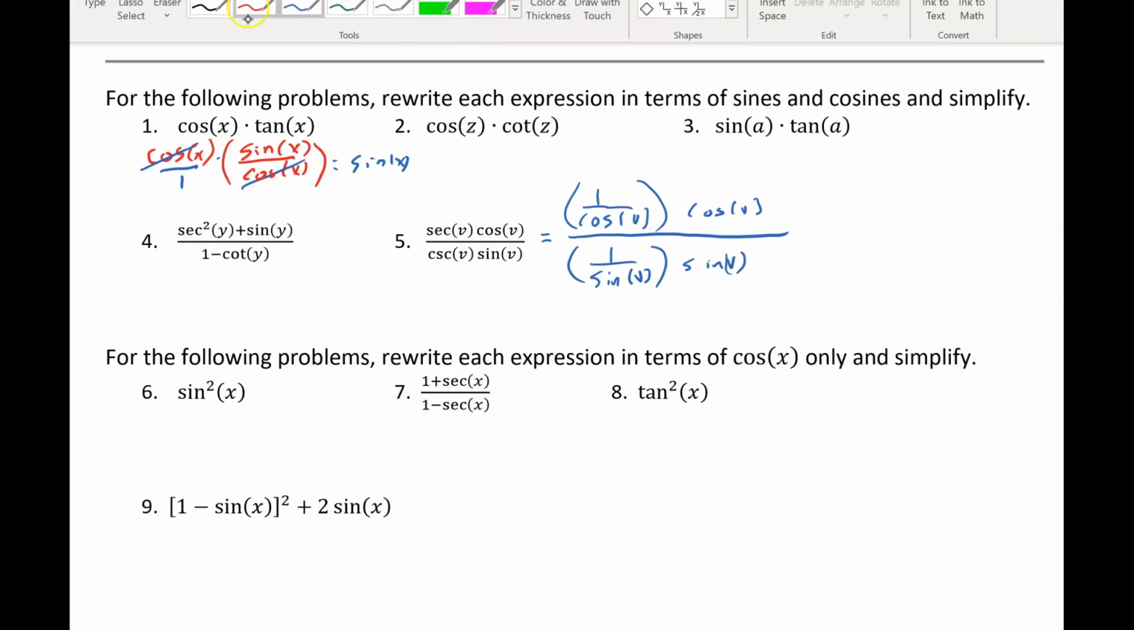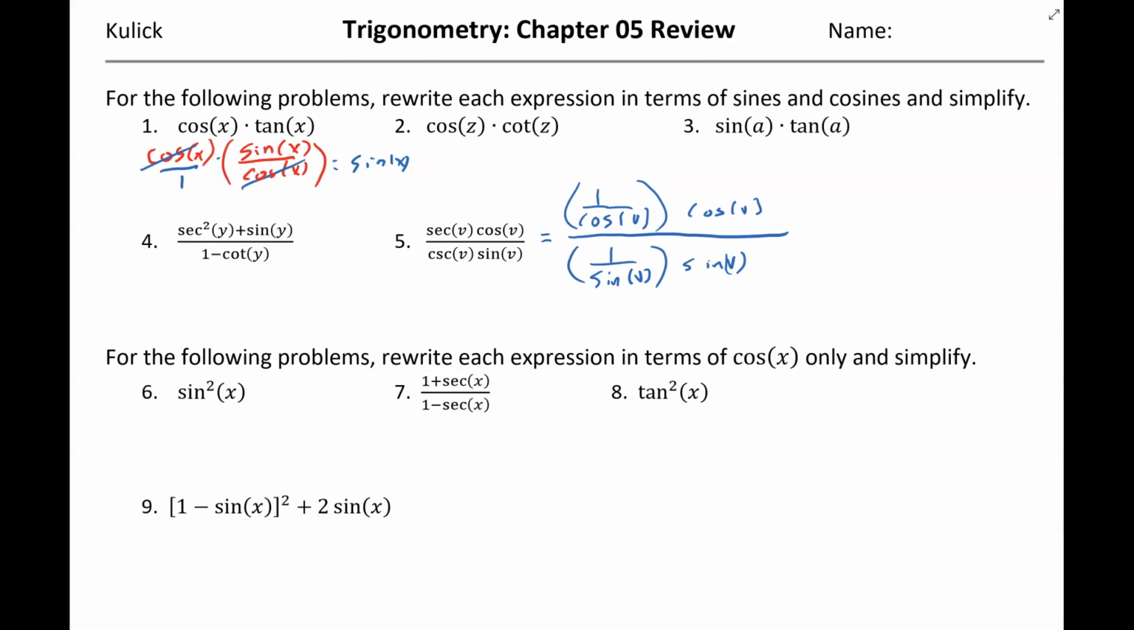Okay. Now let's go ahead and simplify this. So let's multiply the things in the numerator and denominator together first. Everybody okay there? When I multiply 1 over cosine times cosine, what do I get? 1, right? Because those guys cancel. When I multiply 1 over sine by sine, what do I get? 1. And 1 over 1 is just 1. That would be the answer for number 2.